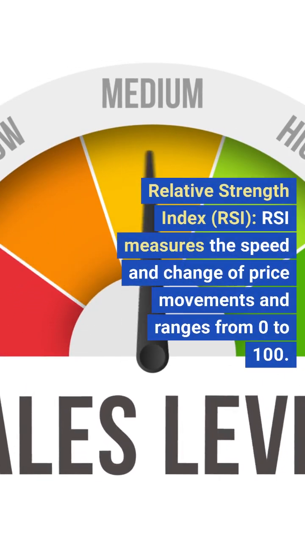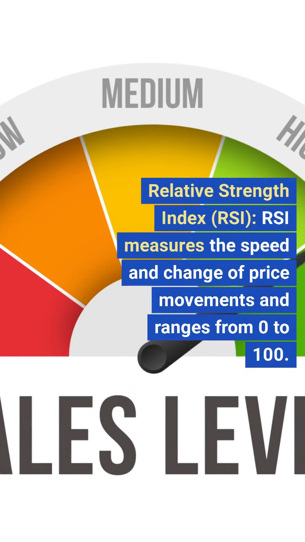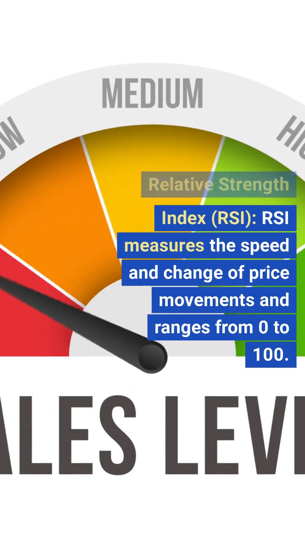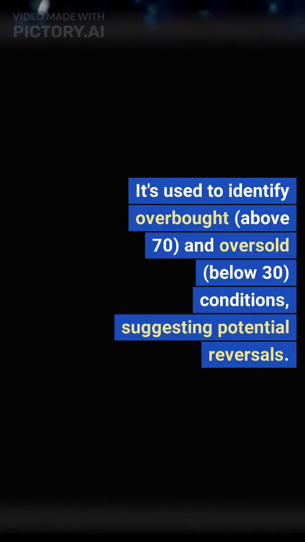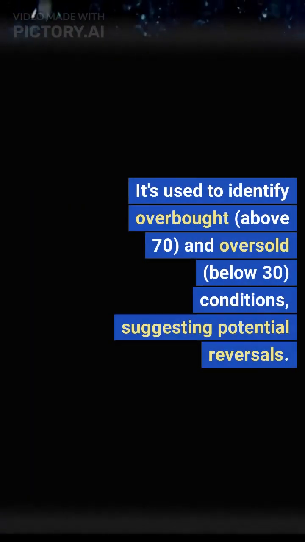Relative Strength Index, RSI. RSI measures the speed and change of price movements and ranges from 0 to 100. It's used to identify overbought, above 70, and oversold, below 30, conditions, suggesting potential reversals.